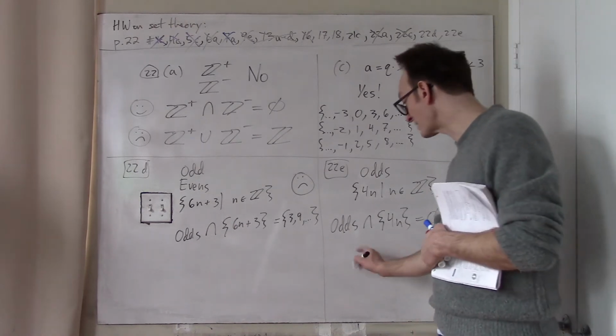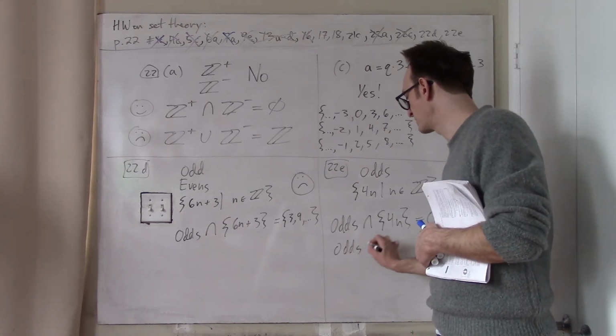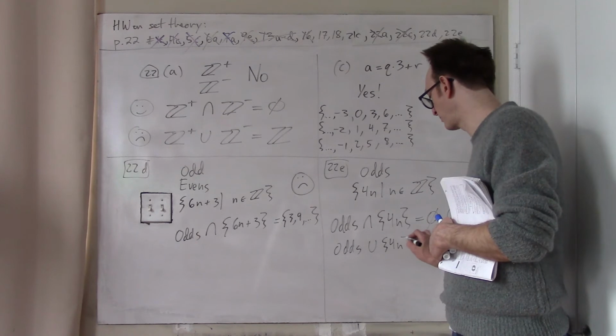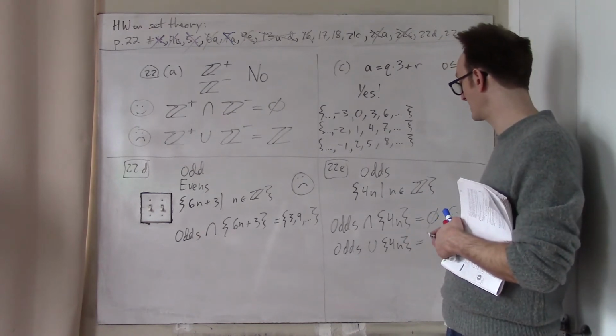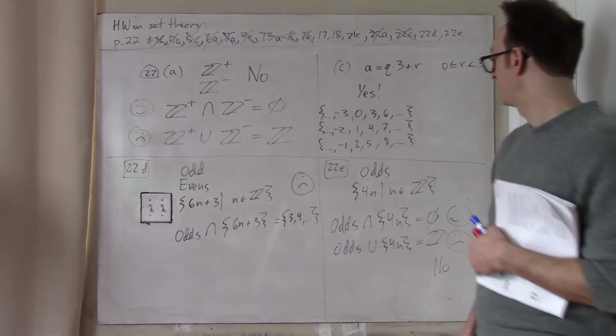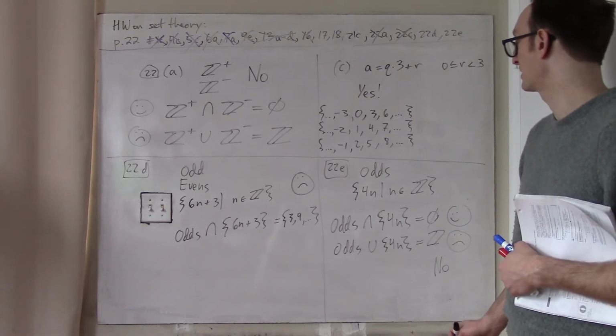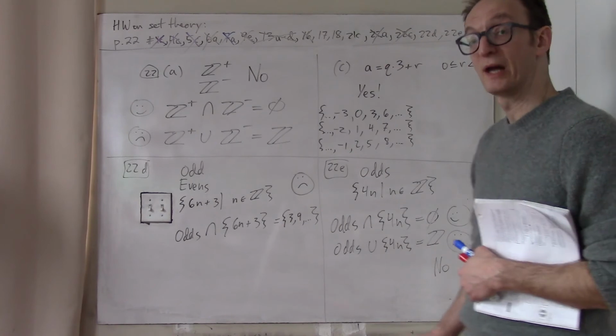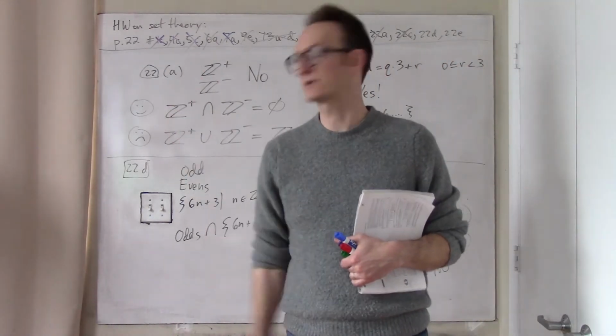So it's just not true that the odds union the set of all numbers of the form 4n is the set of all integers. That fails, and that's why the answer is no. For example, you are missing the numbers which are even but not multiples of 4, like 6.